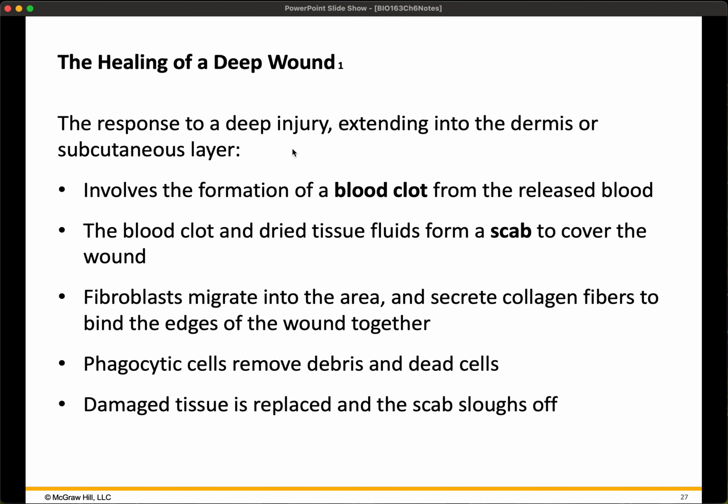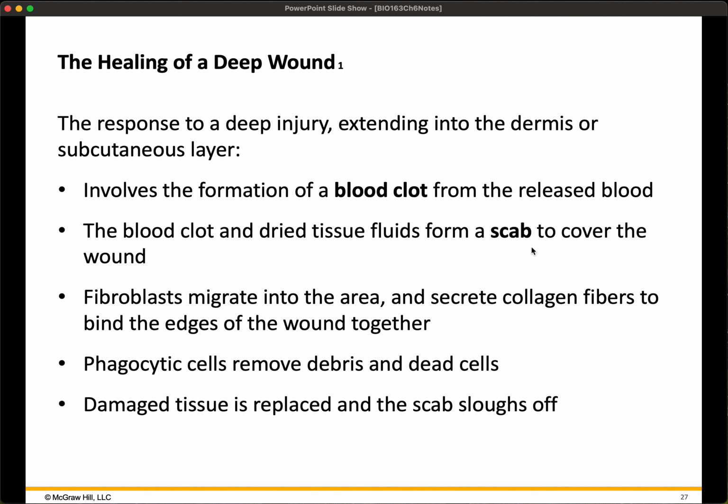So when you're healing a deep wound, let's say that goes into the dermis or subcutaneous, one of the first things that happens is the formation of a blood clot from all that released blood. Eventually, if you have a cut, it does stop bleeding, and that's because you start to form this blood clot. And then after a blood clot is formed, you have all those new tissues, new cells running in. They start to form a scab. The blood starts to kind of coagulate and it starts to form a scab to cover the wound.